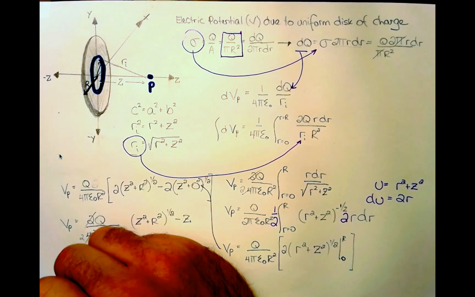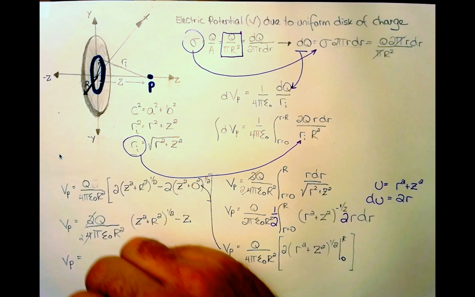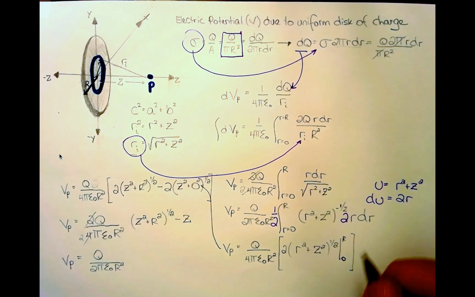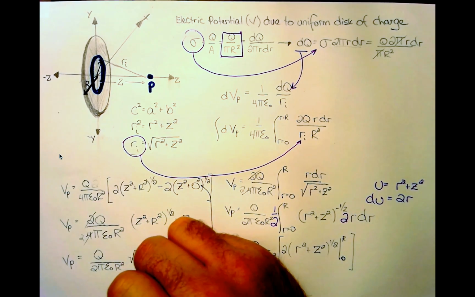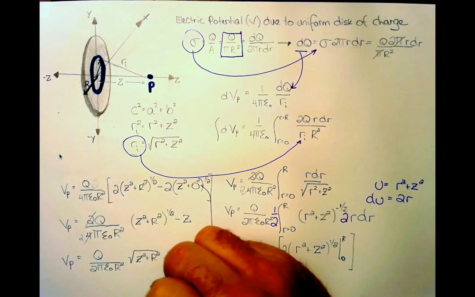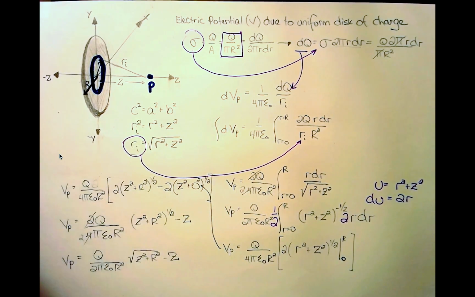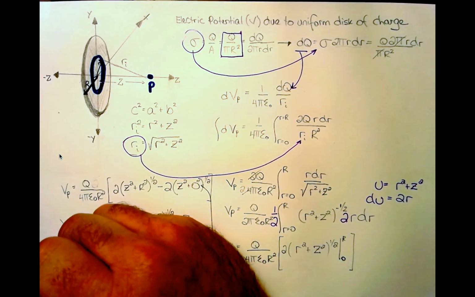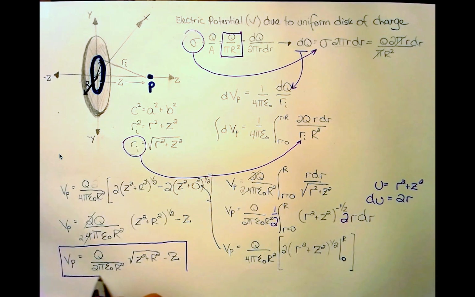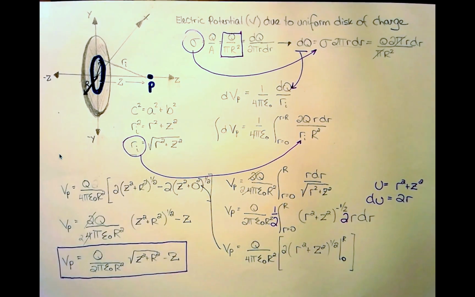I'll just rewrite this one last time. The electric potential is equal to Q over 2 pi epsilon naught capital R squared, where R is the radius of the disk, times the square root of z squared plus R squared, minus z. And so now I have an expression for the electric potential at some point a distance away from a uniformly charged disk.